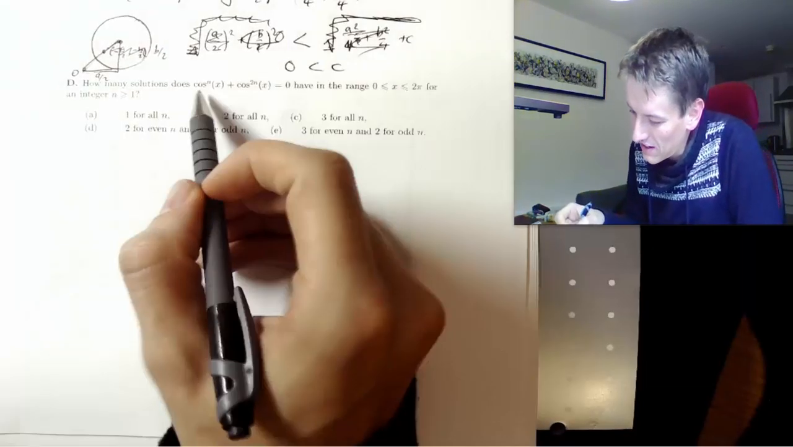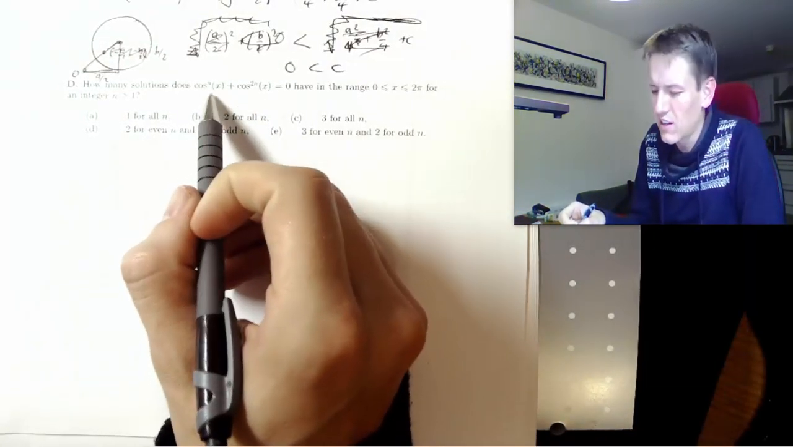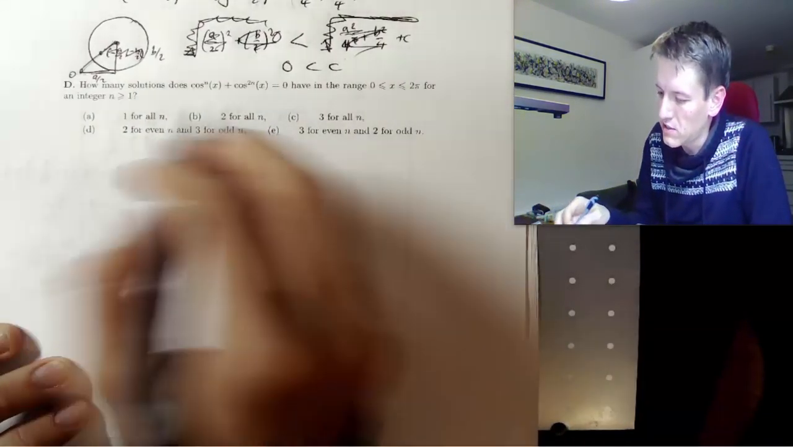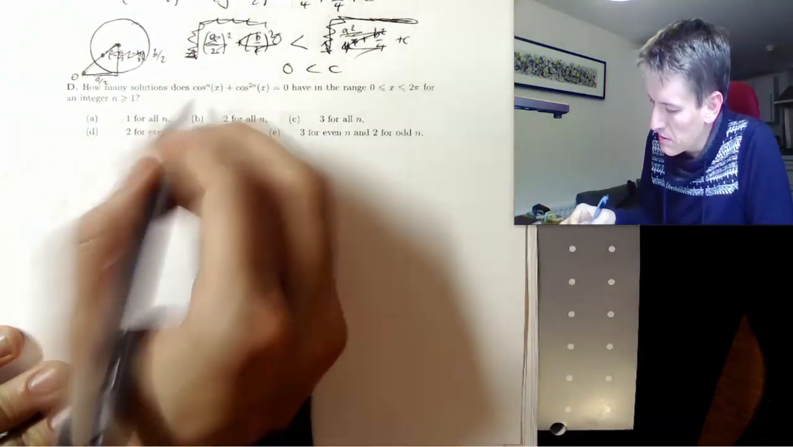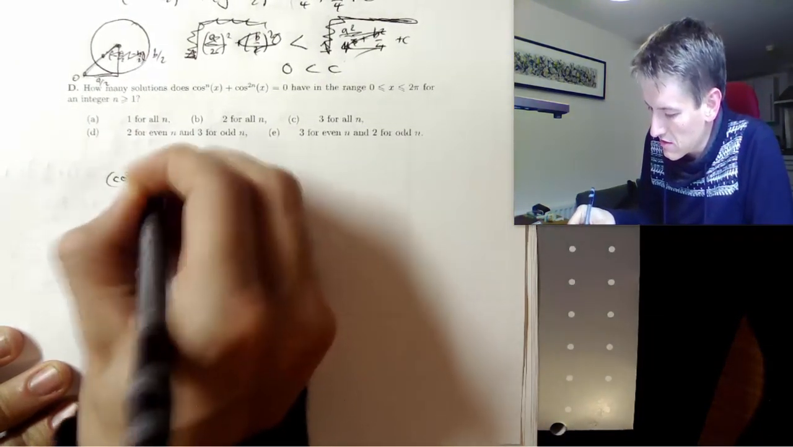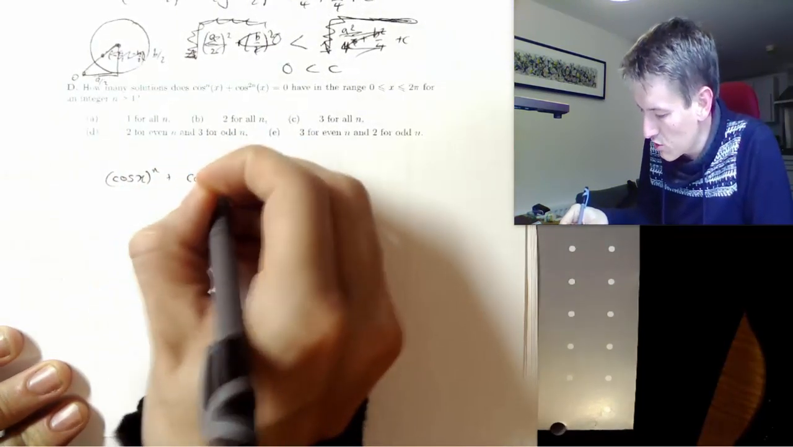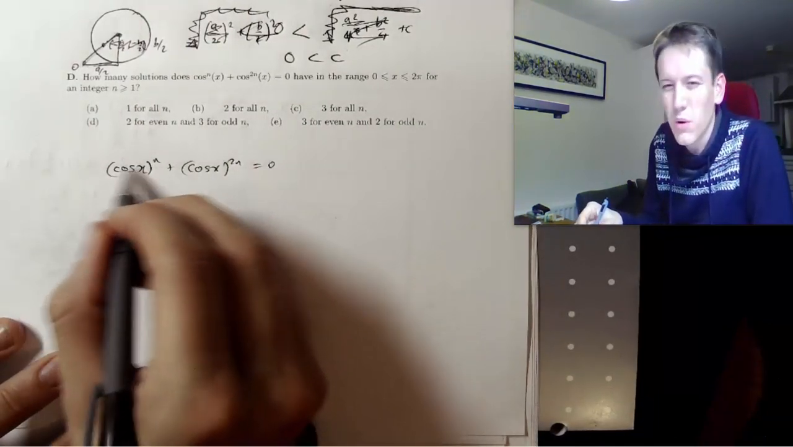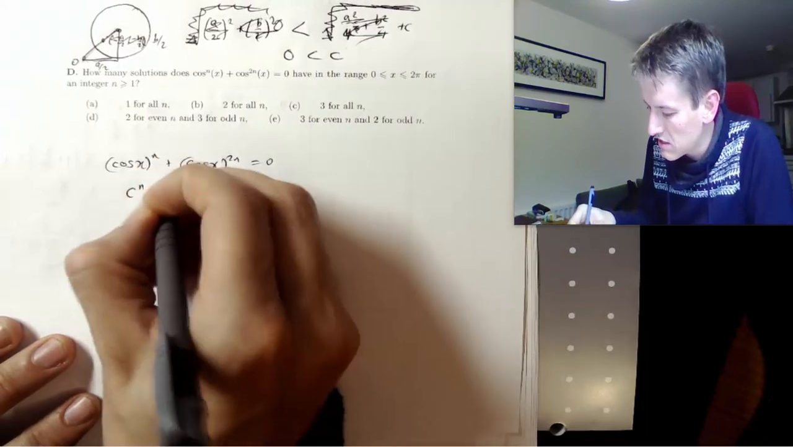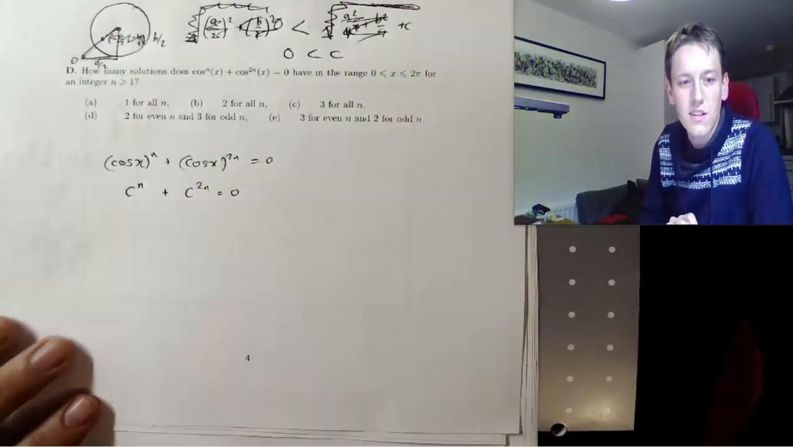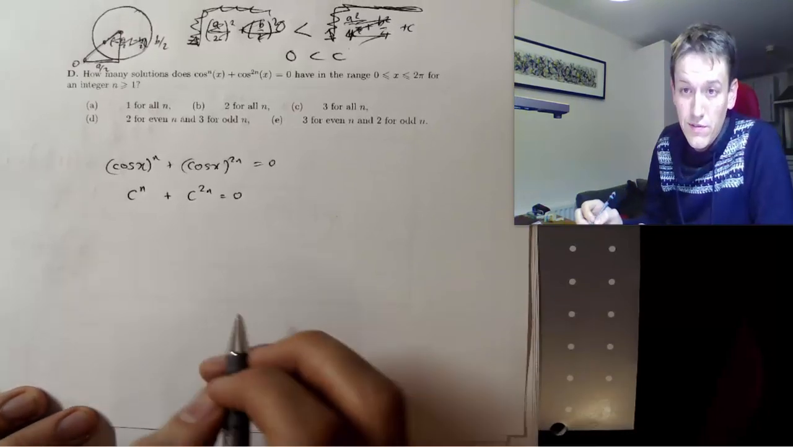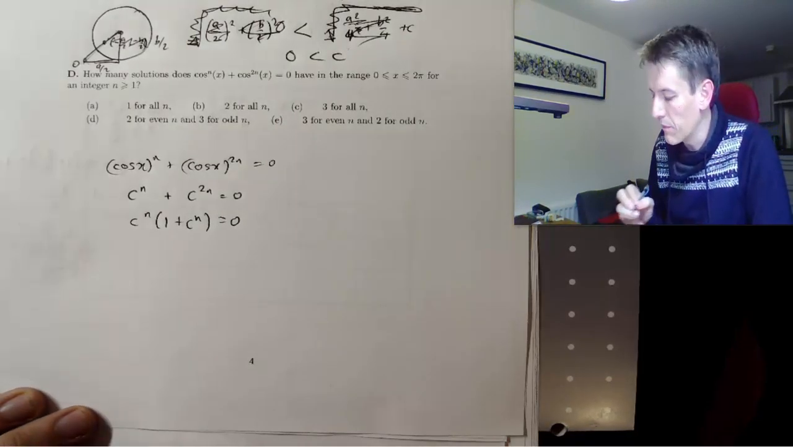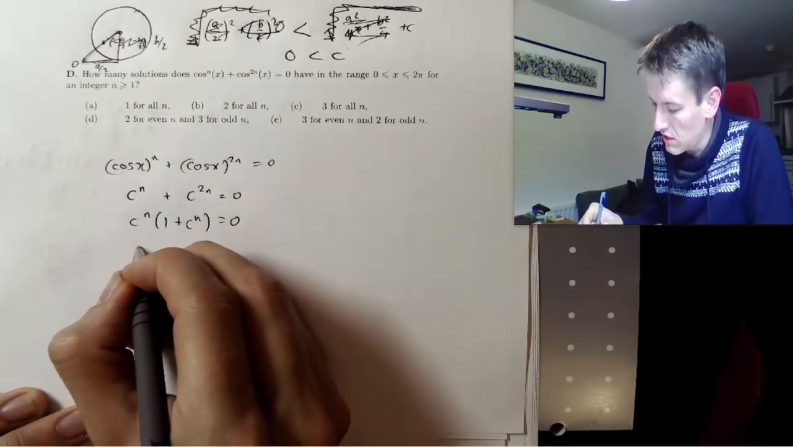So we look at this and think, okay, it looks awkward, cos to the n and cos to the 2n, but let's forget for a second that it's cos to the power of nx, and think of it as cos x to the n, and cos x to the 2n. Let's think of this as something to the power of n, and we'll worry about the fact that it's cos later. So it's just c to the n plus c to the 2n is equal to 0. We can factorize this and get c to the n times 1 plus c to the n equals 0.